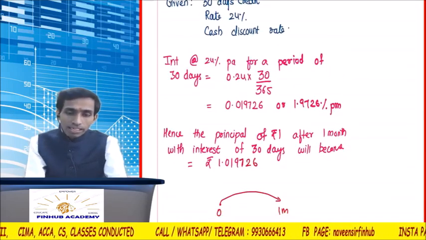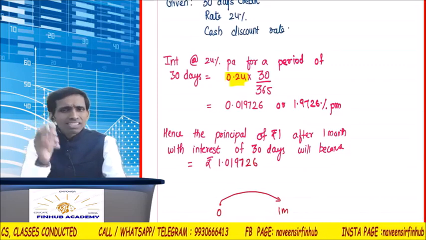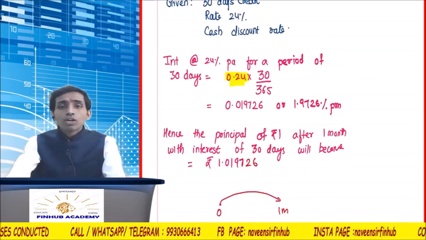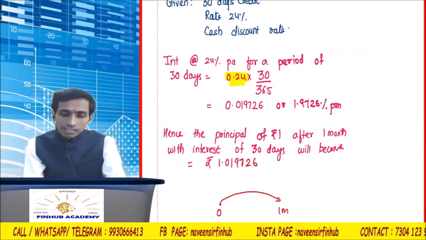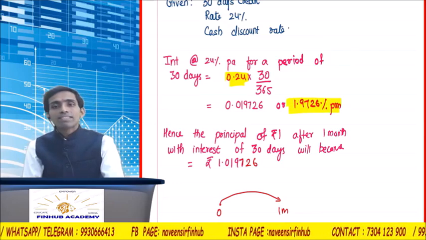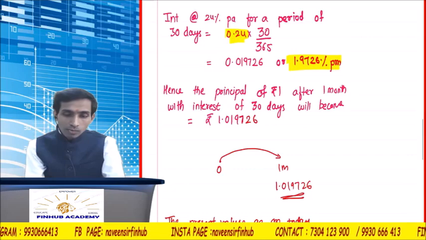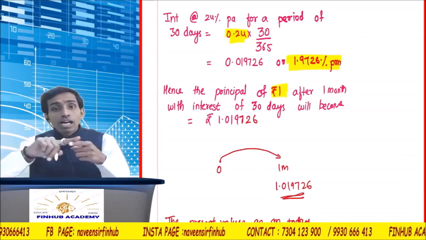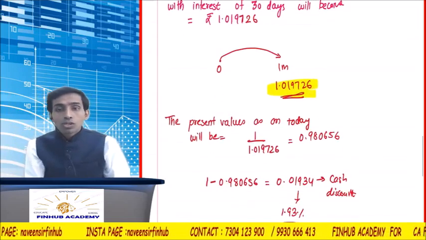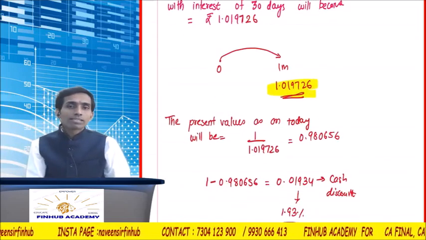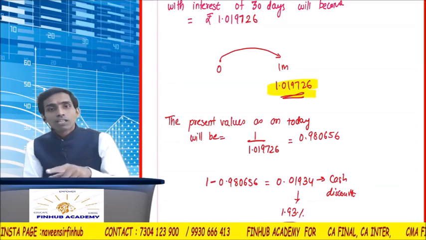See, I wanted to charge how much? 24% annualized. Please understand, very easy question. So for 30 days, how much will be the interest? That is 1.9726. Correct. So if the principal is 1 rupee, I should get after 1 month how much? 1.019726. Correct. I should get 1.019726 after 1 month.